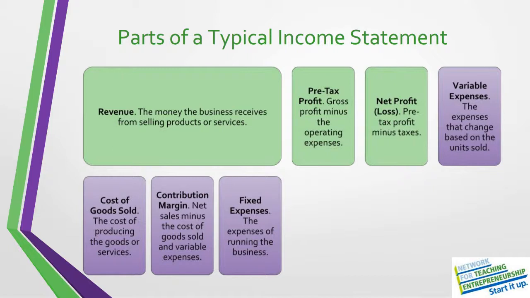Variable expenses. These are expenses that change based on the units sold. Cost of goods sold. This includes all of the expenses related to materials and labor that go into producing your product or service. Contribution margin is net sales or revenue minus the cost of goods sold and other variable expenses. And fixed expenses are the expenses of running a business. These are also known as operating expenses.